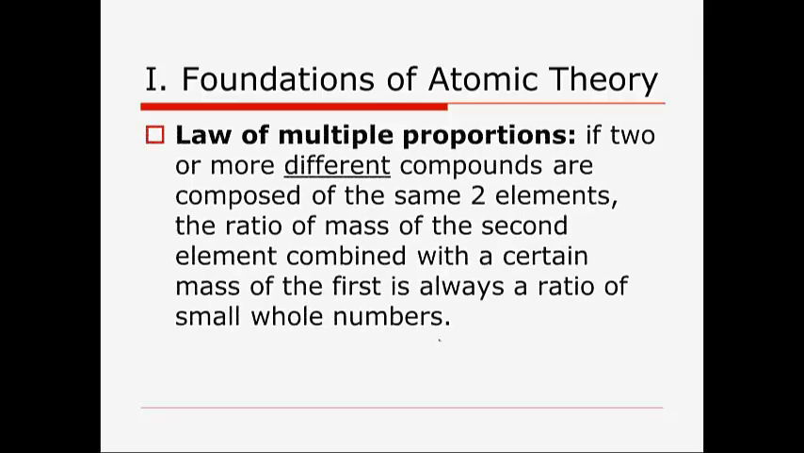Okay, now, they also came up with the law of multiple proportions, which simply says if two or more different compounds are composed of the same two elements, the ratio of the mass of the second element combined with a certain mass of the first element is always a ratio of small whole numbers. Simple, right? Okay, now what does this actually mean?